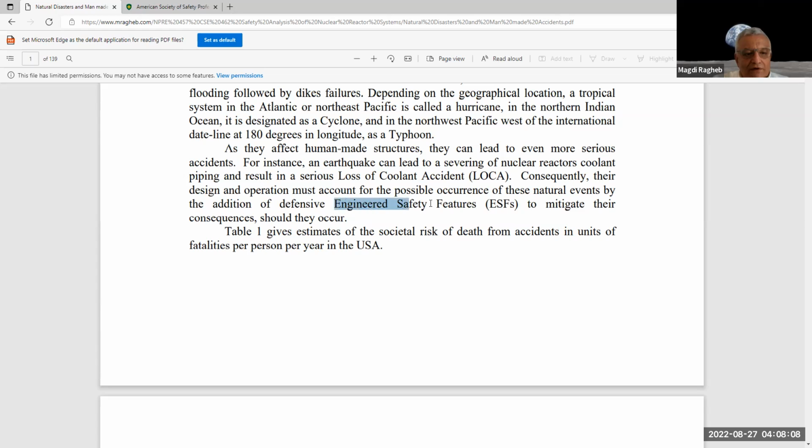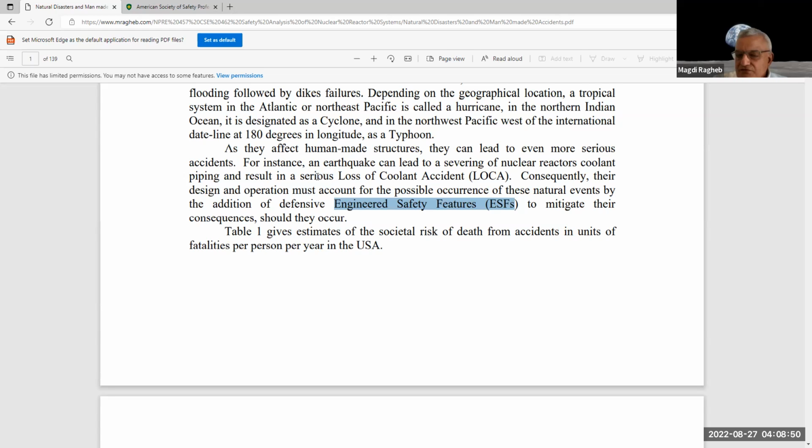We add to any engineering structure, be it a bridge or a skyscraper or a nuclear power plant, in our case here, what we call engineered safety features. And there is an acronym for this, ESFs. And the idea of the engineered safety feature is not to totally prevent the natural event from occurring. We don't have control on those natural events, as you can tell, but to mitigate their consequences, even when they occur. Mitigate means that we reduce the level of damage and especially the loss of life.